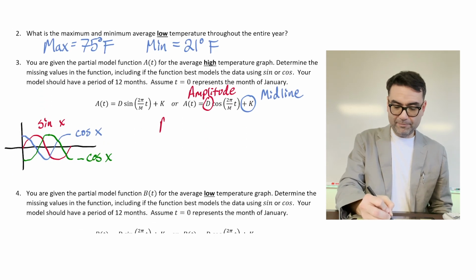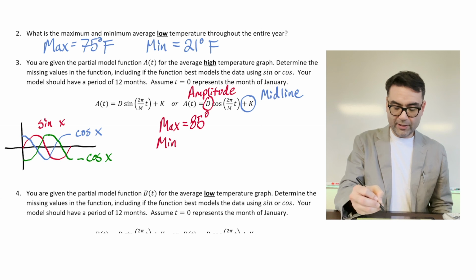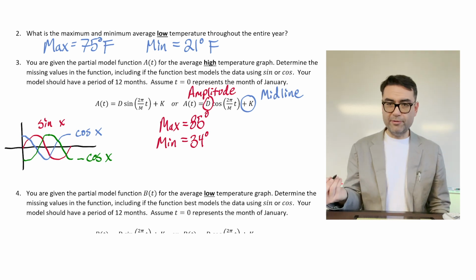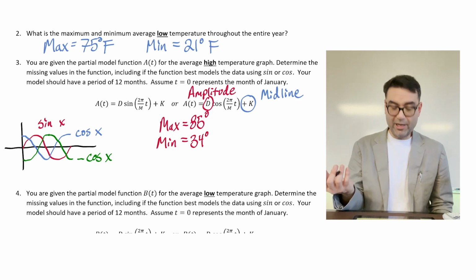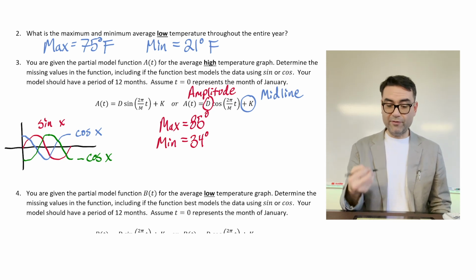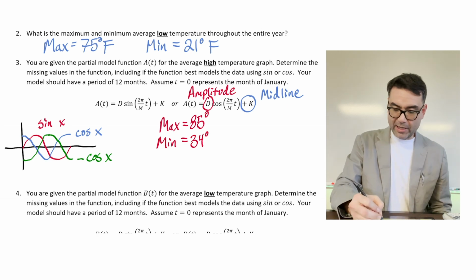So the maximum is 85 and the minimum, well, what are we supposed to do with that? Well, the midline would be right in the middle of those, right? So that's kind of the definition of your midline. It's the average of your maximum and minimum. So our midline should fit right in between these. And this is the equation in terms of y, right?